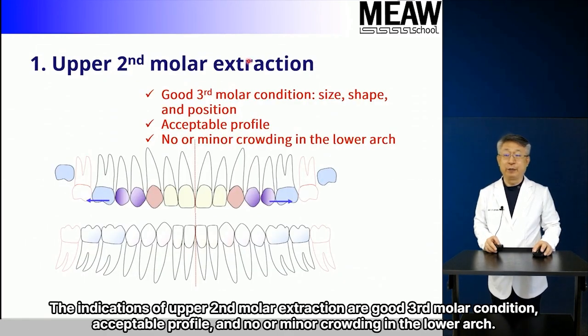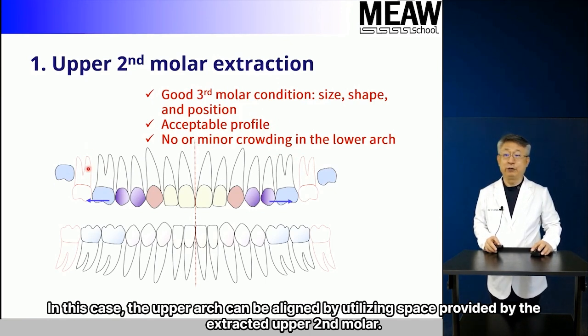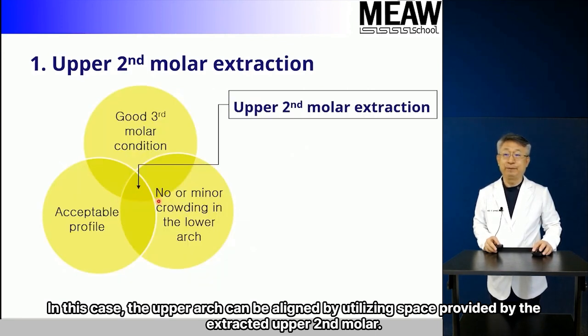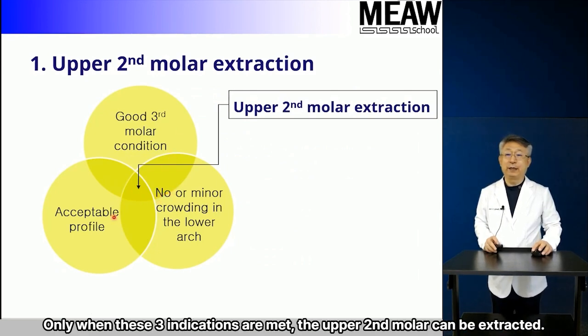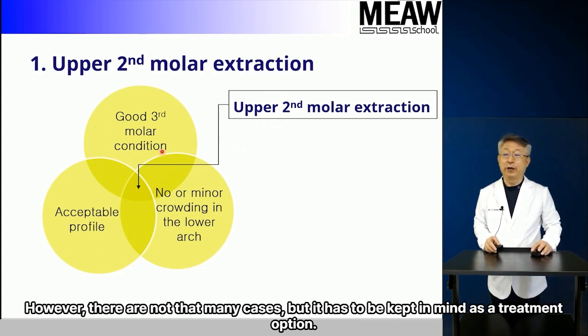The indications of upper second molar extraction are good third molar condition, acceptable profile, and no or minor crowding in the lower arch. In this case, the upper arch can be aligned by utilizing space provided by the extracted upper second molar. Only when these three indications are met, the upper second molar can be extracted. However, there are not that many cases, but it has to be kept in mind as a treatment option.